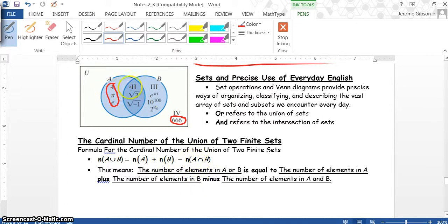For example, if we look here, we did A and B. All the elements of A are pi, e, square root of 2, square root of -1. All the elements of B are square root of 2, square root of -1, e, pi, 10 to the 100, and 2 to the no set here. Now, when you write out your set, you will only write the overlap one time. When it overlaps, you only write it one time.